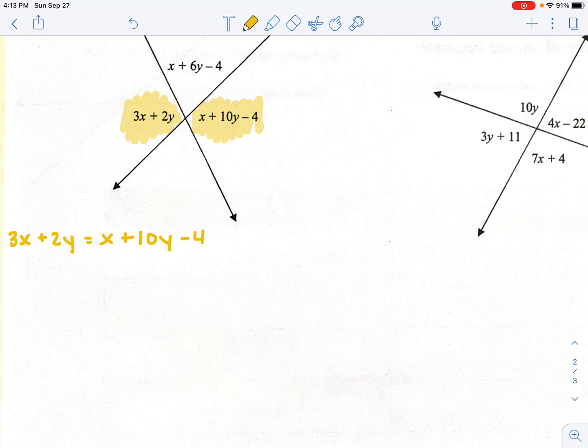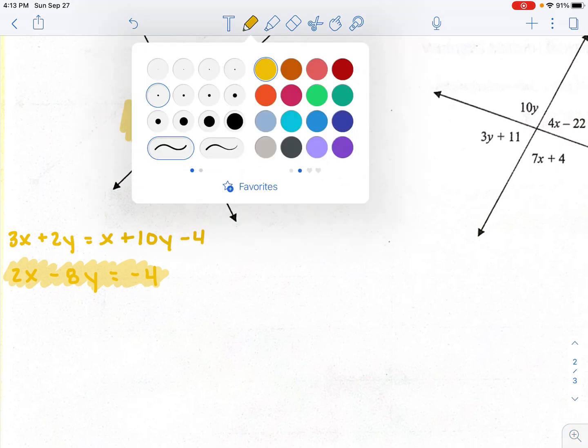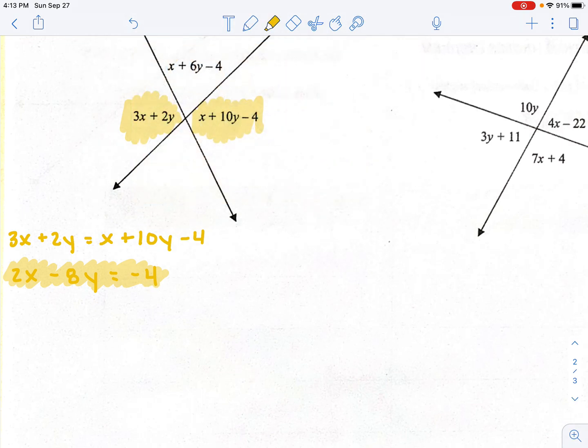Okay, and what I'm going to do is move all the variables to one side so I can count them all together. So I'm going to subtract that x over, and I get 2x. I'm going to subtract that 10y over, so I'm going to get negative 8y. That equals the negative 4. Okay, so there's my first equation. Since we have 2 variables, we actually need 2 equations here.